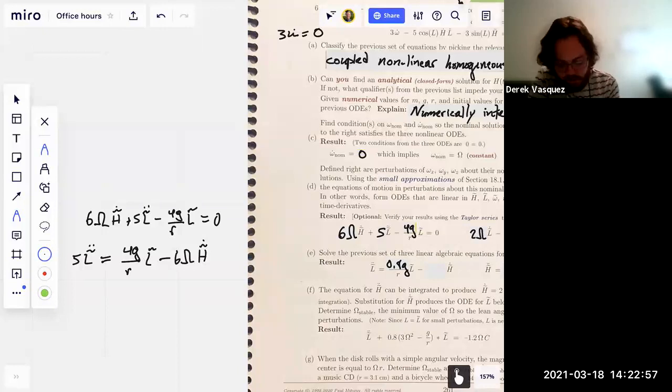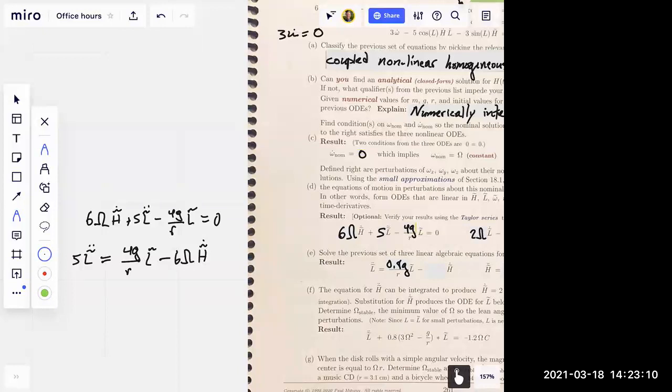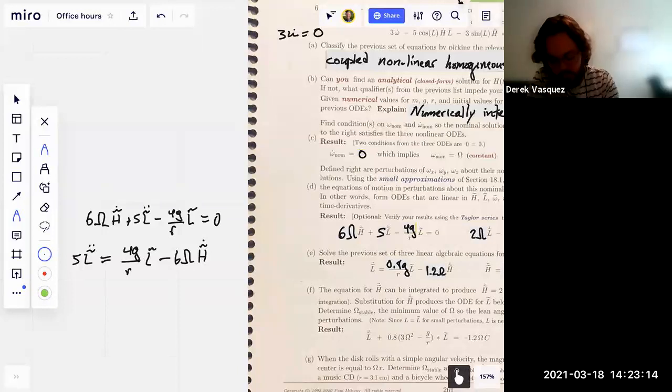And so what's our coefficient in front of the H tilde dot if we divide the 6 omega by 5? 1.2 omega. 1.2 omega.